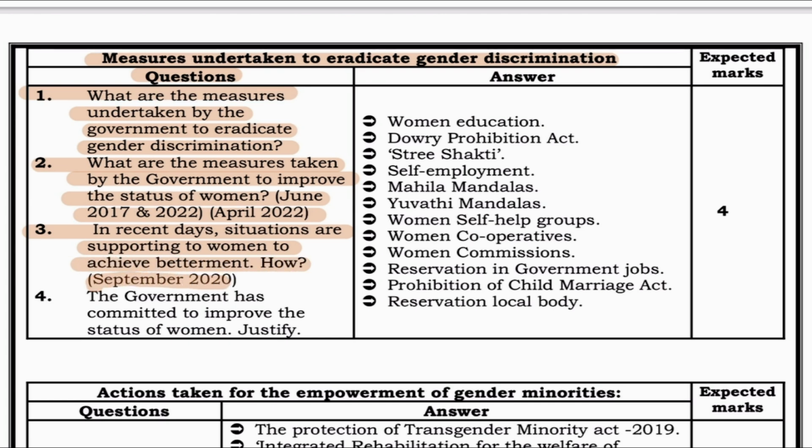September 2020. The government has committed to improve the status of women. Justify. Women's education, Dowry Prohibition Act, Stree Shakti, self-employment, Mahila Mandals, Yuvati Mandals, women's self-help groups, women's cooperatives, women's commissions, reservation in government jobs, Prohibition of Child Marriage Act, reservation in local bodies.